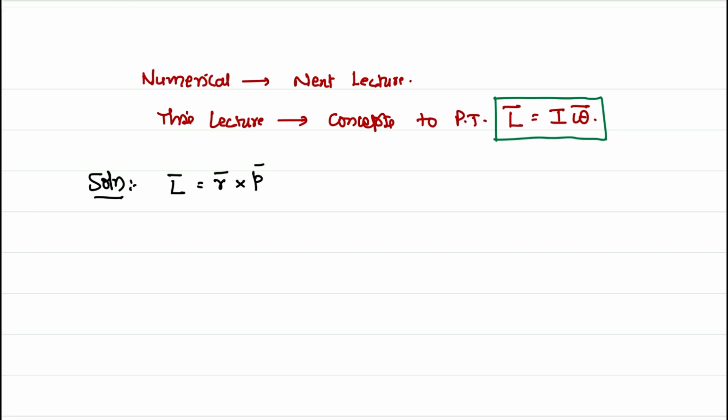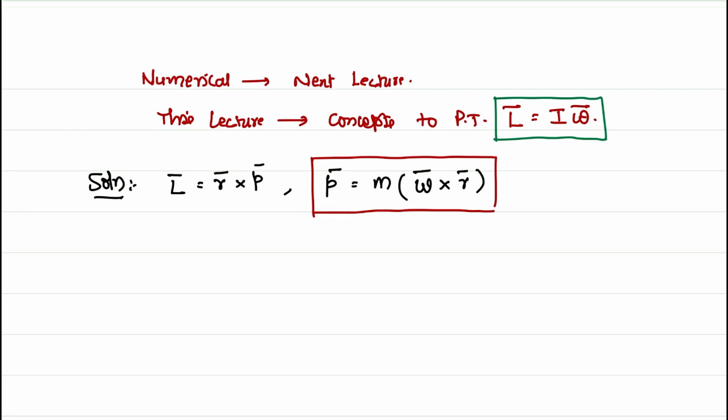P is nothing but M omega cross R. For this also please refer to my earlier lectures. This is also a very important derivation. These two. Then the value of P we will put back in L. What happens? Let us see.